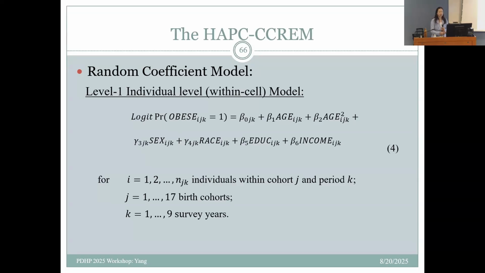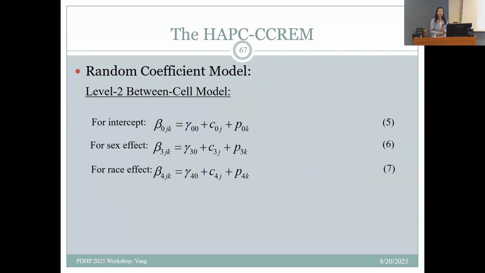So here I focus on sex and race, and they answer the specific question of whether the sex-race disparities in obesity also vary by time period or birth cohort. And so therefore at level 2, in addition to the intercept, we also have the random components for sex effect and race effect, right? So you can do a quick scribble if you have time to figure out what the combined model looks like.